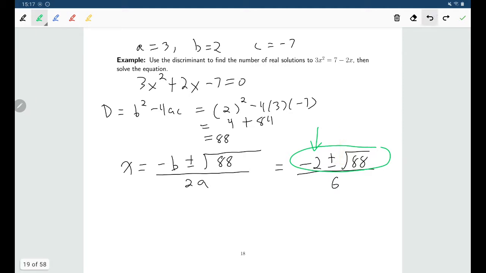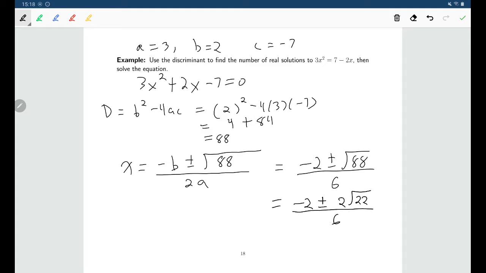So if I plan on canceling, too bad for me, I can't quite cancel yet. You can only cancel if something was a factor of both terms in the numerator. Now, I'm not finished yet, because taking a look at my root, that root is not in simplest terms. There's a perfect square, namely 4, that goes into 88. 88 is 4 times 22, so really x should be negative 2 plus or minus root of 4 times root of 22, all over 6.